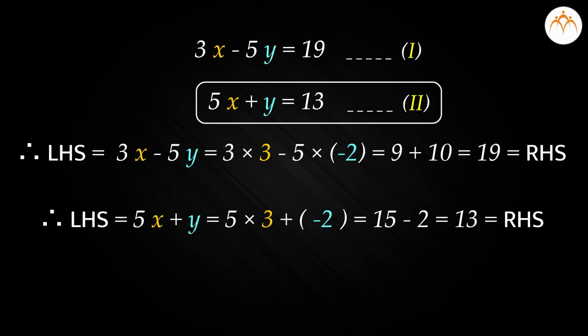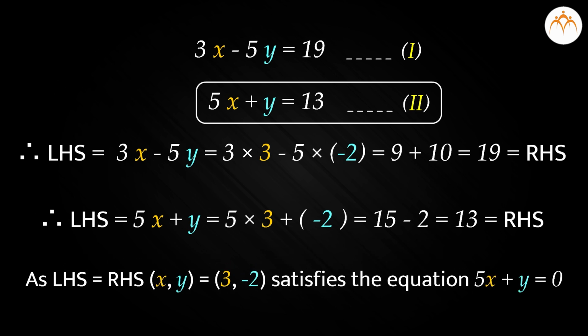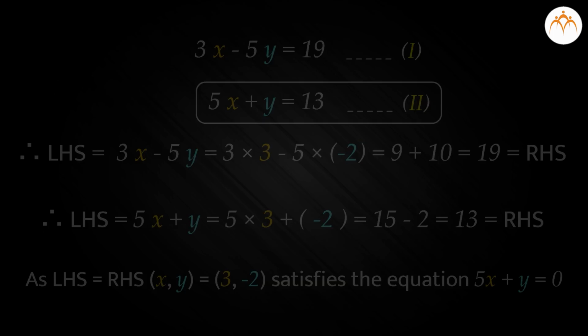Left hand side is 5x plus y, that is 5 multiplied by 3 plus minus 2, equal to 15 minus 2, equal to 13, which is the right hand side. As left hand side is equal to right hand side, (x, y) = (3, -2) satisfies the equation 5x plus y equal to 0. Points to remember.